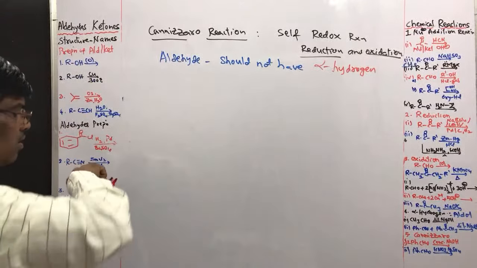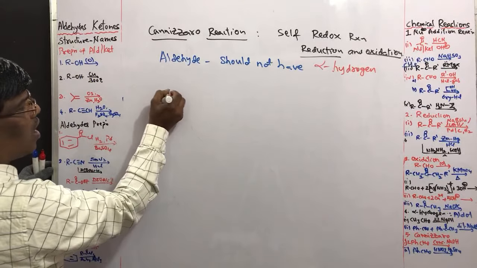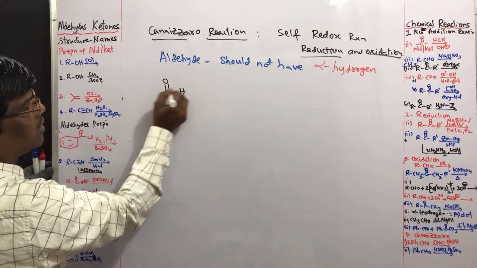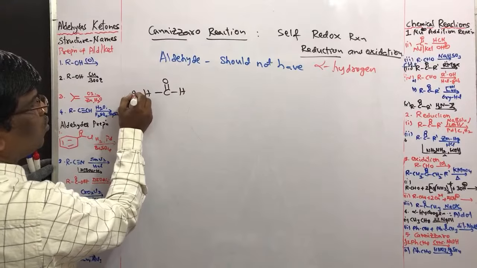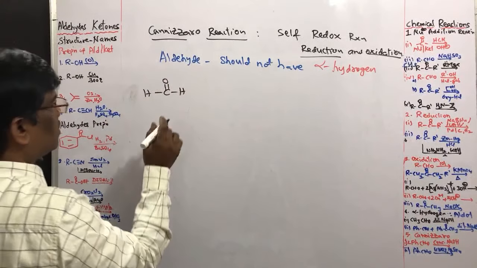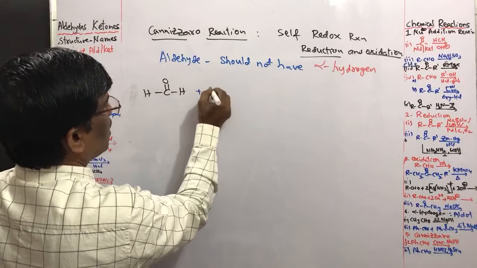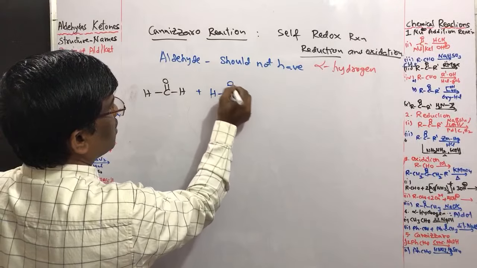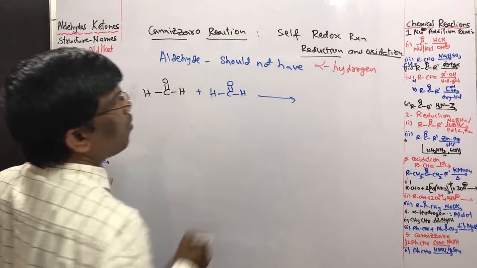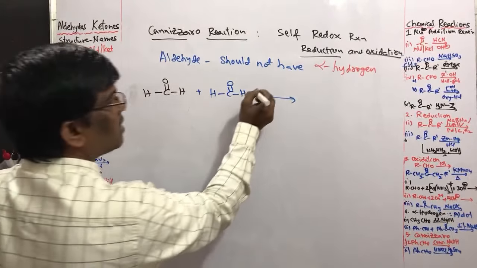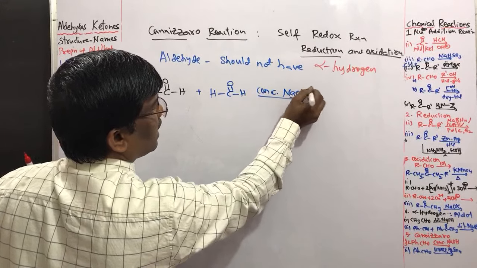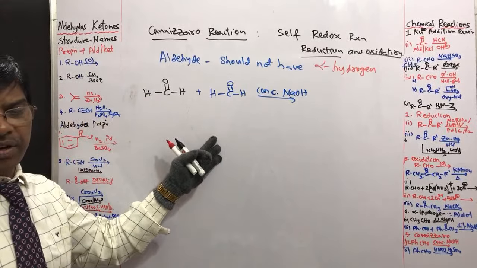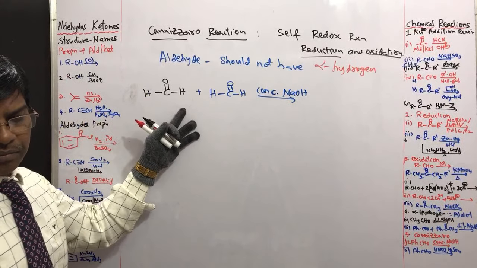For example, formaldehyde. Two molecules of formaldehyde react with a base, concentrated NaOH. I can take KOH or NaOH, some base you can take.